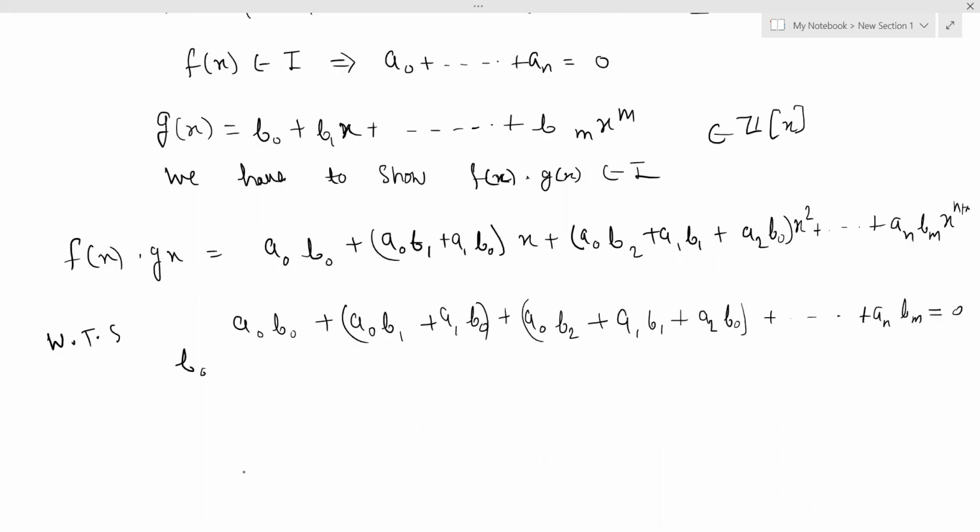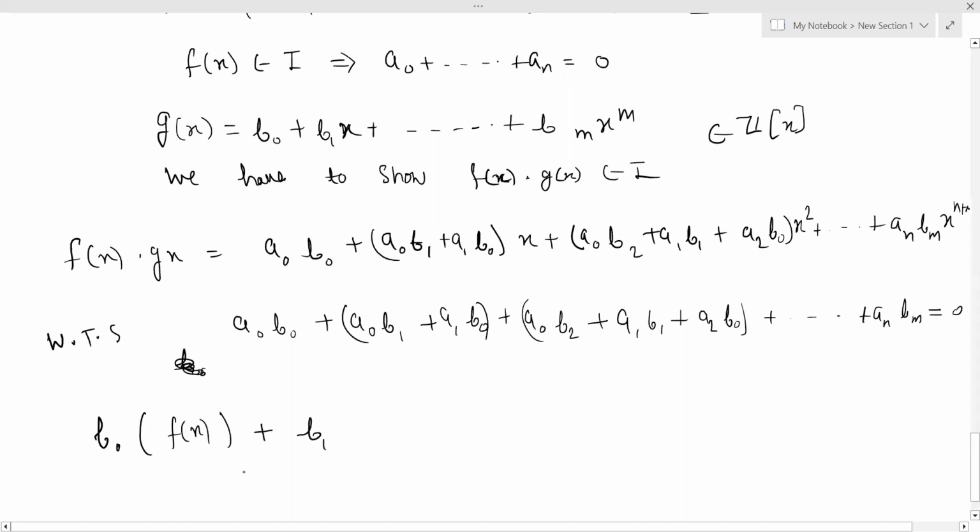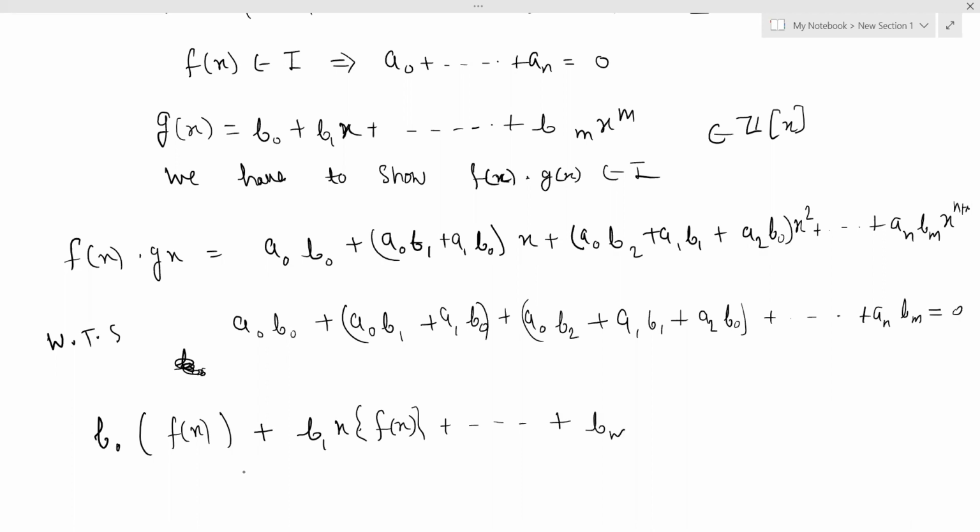Let me write. You are saying it this way, but that's a nice way. Your observation is good. So write it this way: multiply b naught first with this polynomial, whatever the polynomial f(x), plus b1 x dot f(x), plus so on, bm x to the power m dot f(x).